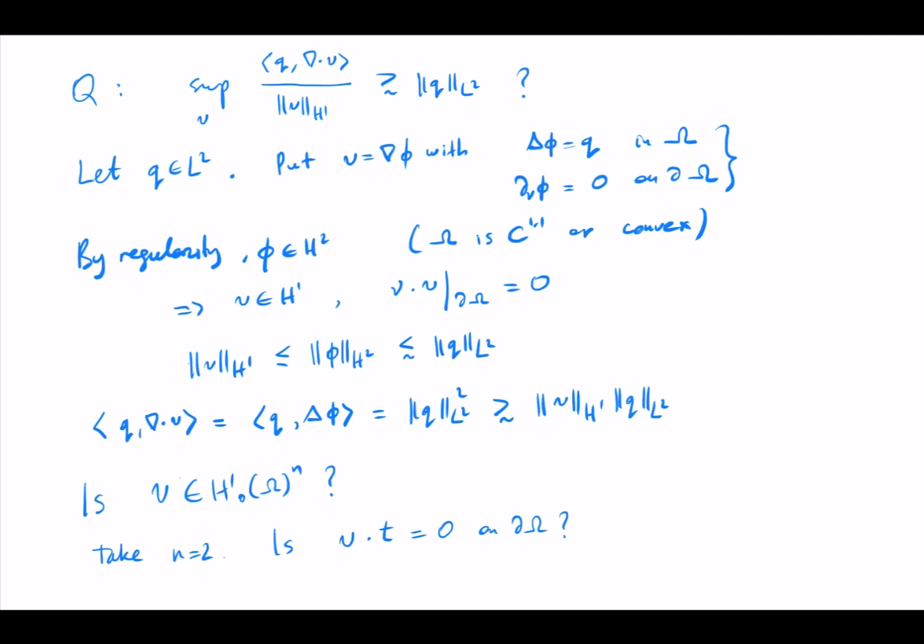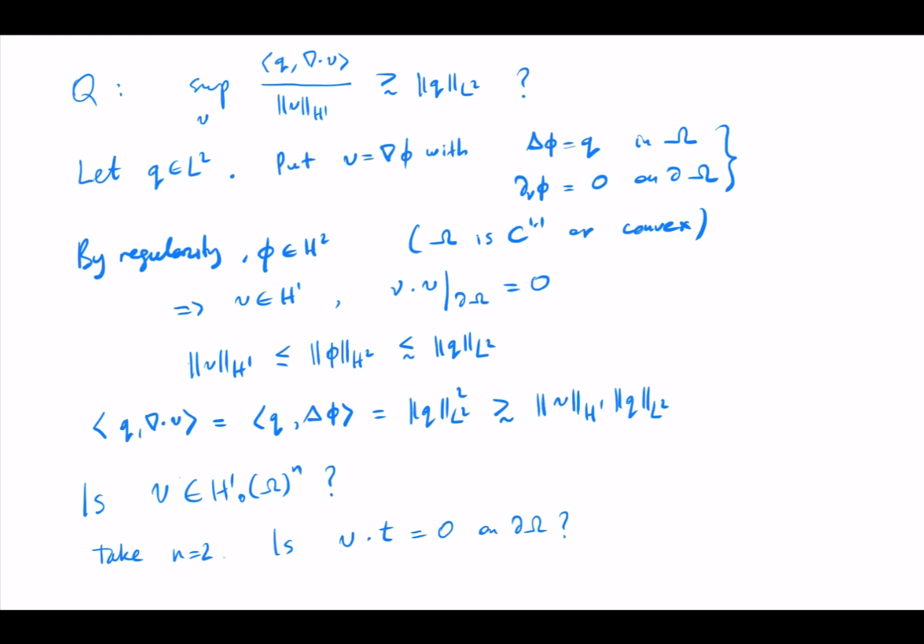Now, because omega is nice, we have elliptic regularity that tells us that phi, the solution of this Neumann problem, is in H2. Here are some minimal conditions. It would be enough to assume that omega is C^{1,1} or convex. So if phi is in H2, then v will be in H1 because of this formula here.